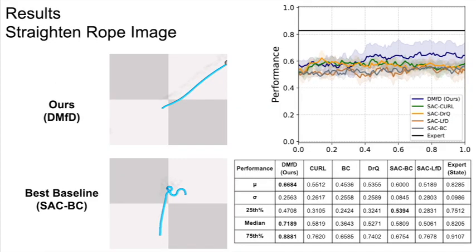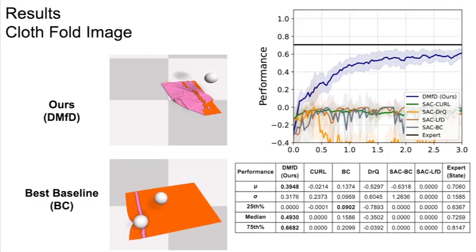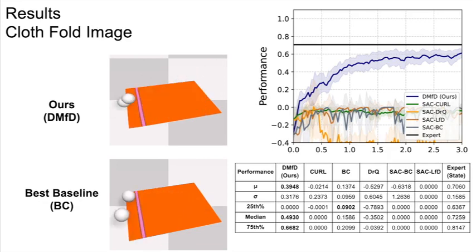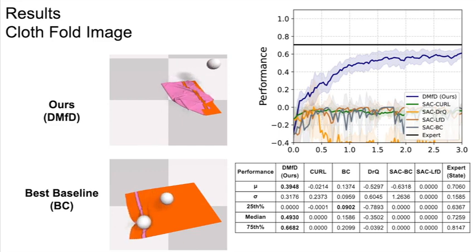For the straightened rope task, we see that DMfD beats the best baseline with image-based observations. In this rollout, our method solves the task with 1 clean motion, whereas the best baseline still contains a loop. In the cloth fold image task, an agent must fold a flattened cloth along an edge. We see that our method beats the best baseline by folding the cloth with almost complete coverage of the 2 halves.